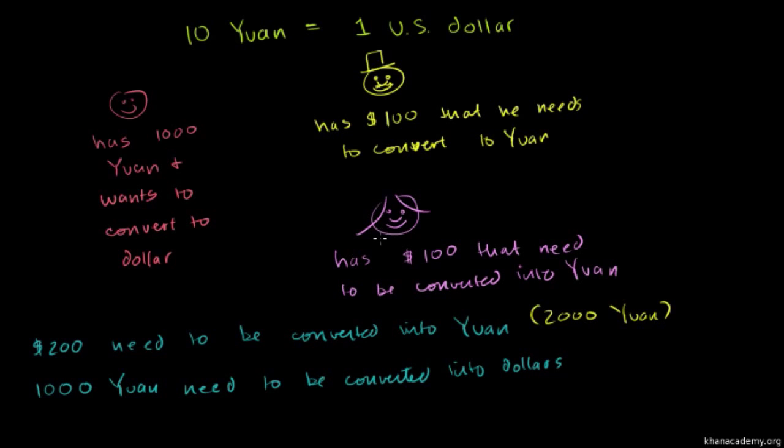Remember, what I said is this is the entire market, and it's a huge simplification. But there is this imbalance here: more dollars into yuan than yuan into dollars. Now, they won't be able to convert into 2,000 yuan because there's only 1,000 yuan that wants to be traded.